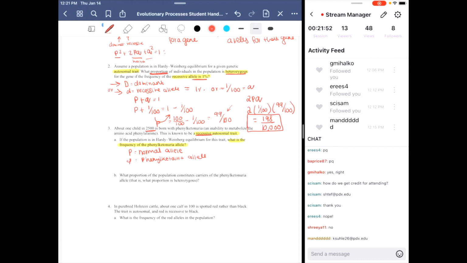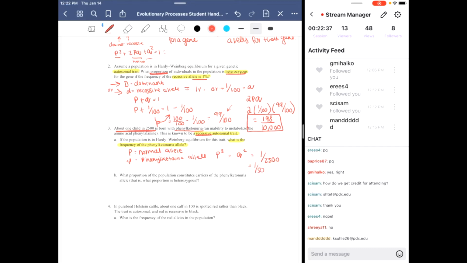So the frequency of the homozygous recessive is going to be p squared, which in the Hardy-Weinberg equilibrium would be the little q squared, and that would be 1 in 2500. And we got this information from the first sentence here about one child in 2500 being born with the disease. So we know that our q squared is equal to 1 over 2500, and that can be simplified to 1 over 50.